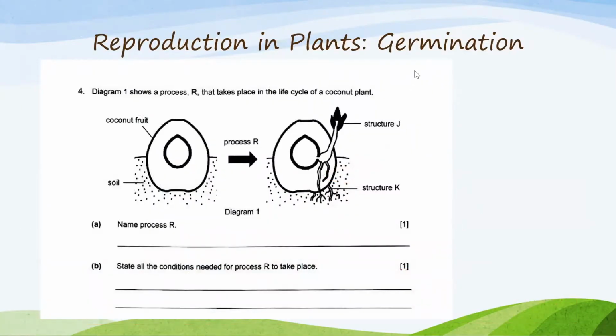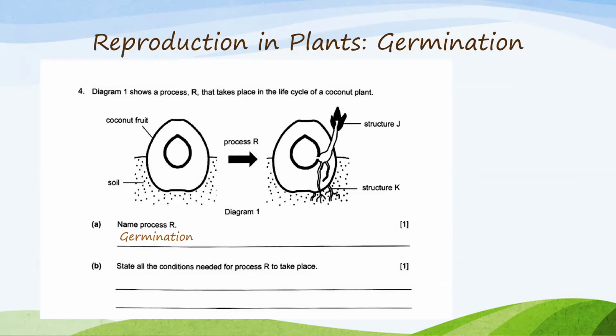And the first question is on reproduction in plants, particularly on germination. Diagram 1 shows the process R that takes place in the life cycle of a coconut plant. So we have the coconut fruit, which is in the soil. Half of it is in the soil. Anyways, based on the picture, after process R happens, structure K emerges as well as structure J. What is this process called? It is known as germination.